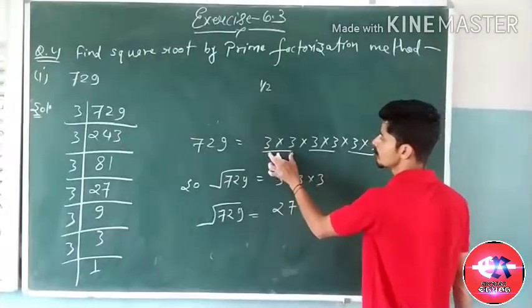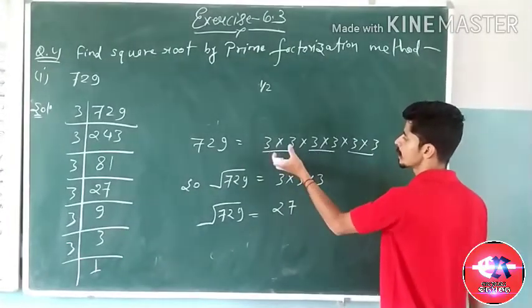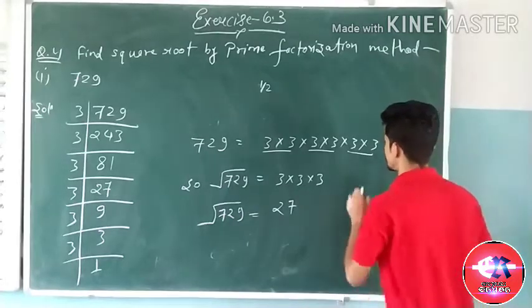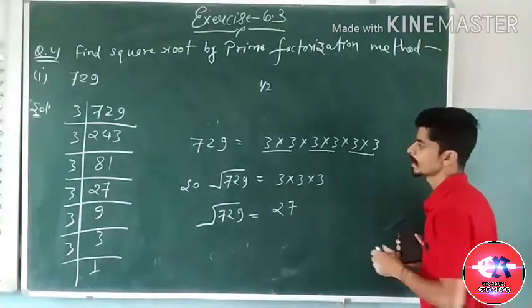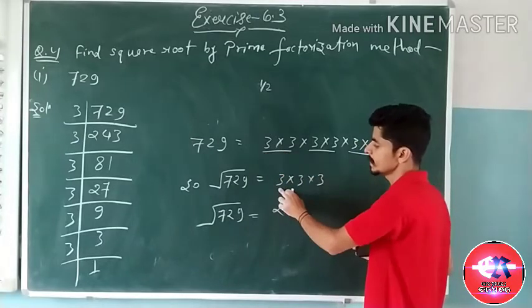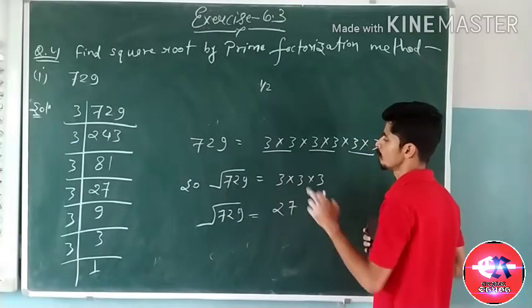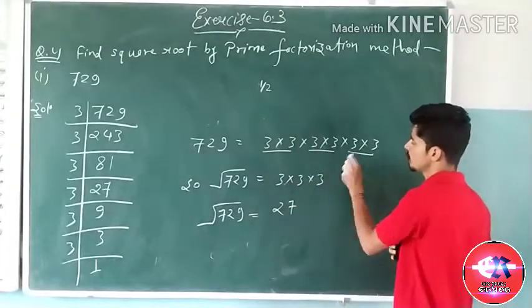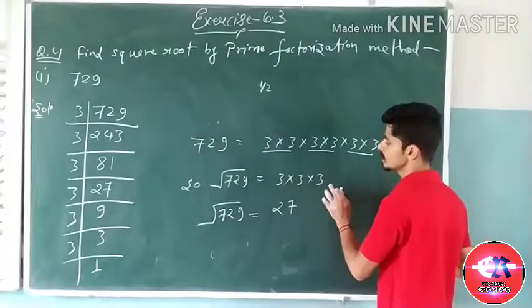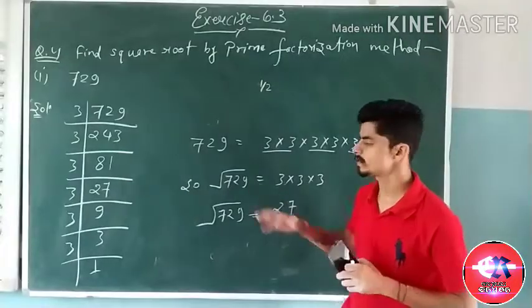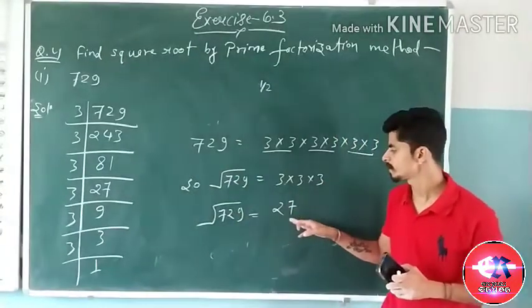So these numbers will make pairs, or make groups. Now these two numbers will make a pair, and now these two numbers will make a pair. And if they make a pair, they can be counted only once, because we are finding the square root. So 3 times we get the 3. Now simply multiply all these numbers, we get 27. Hence the square root of 729 is 27.